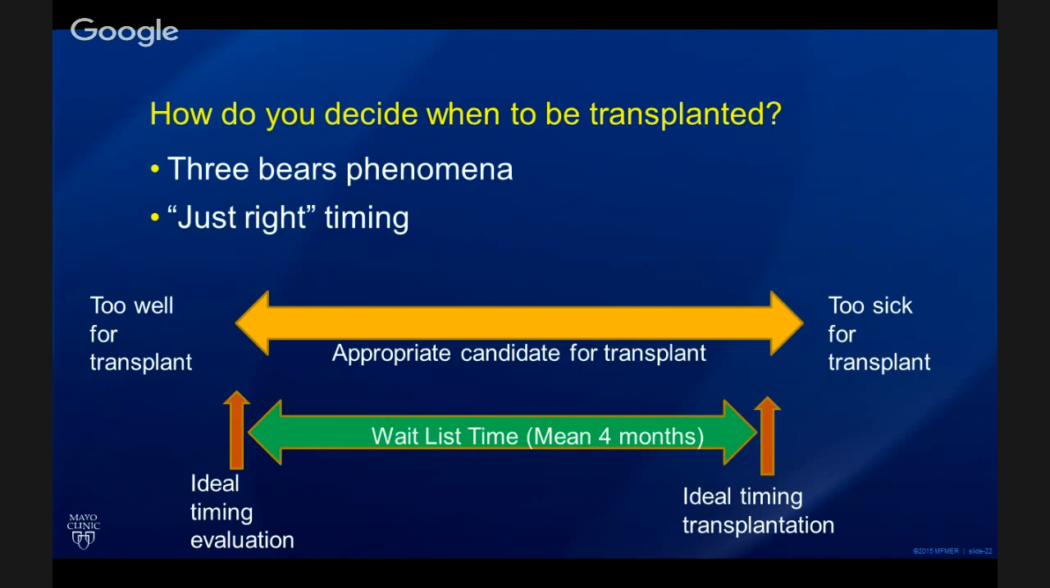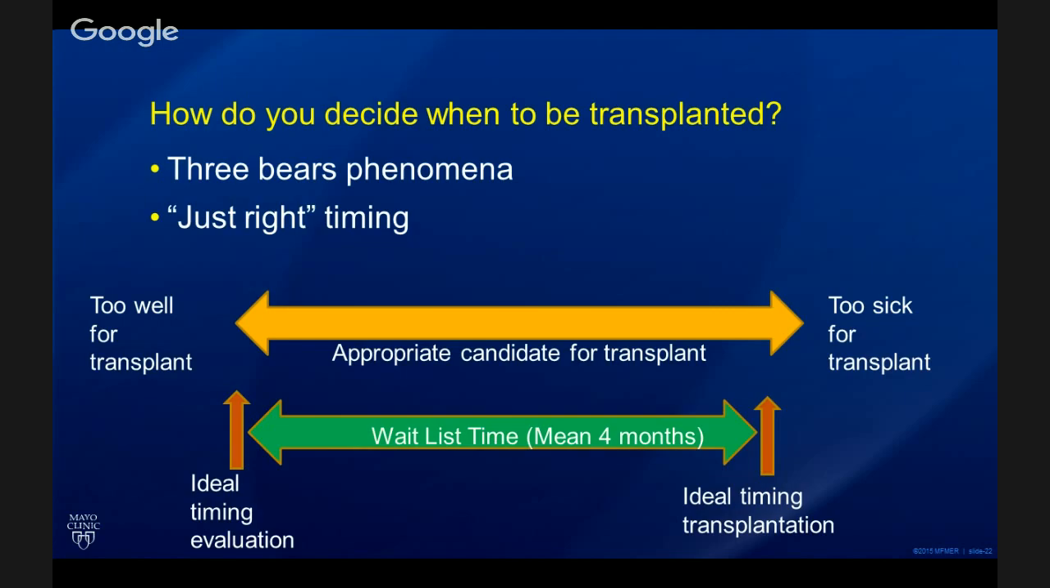The question at the forefront of most people's mind when they are told that they have a lung disease is, how do you decide when to be transplanted? And I think it's a bit of a three bears phenomenon, meaning that you're kind of stuck with 3 time points. Either you're too well for transplant, you're too sick for transplant, or just right for transplant. And some of that, deciding where you are on the continuum and how much time you have to spend there, is a bit of looking in a crystal ball for patients, especially with interstitial lung disease, where acute exacerbations can be somewhat unpredictable.